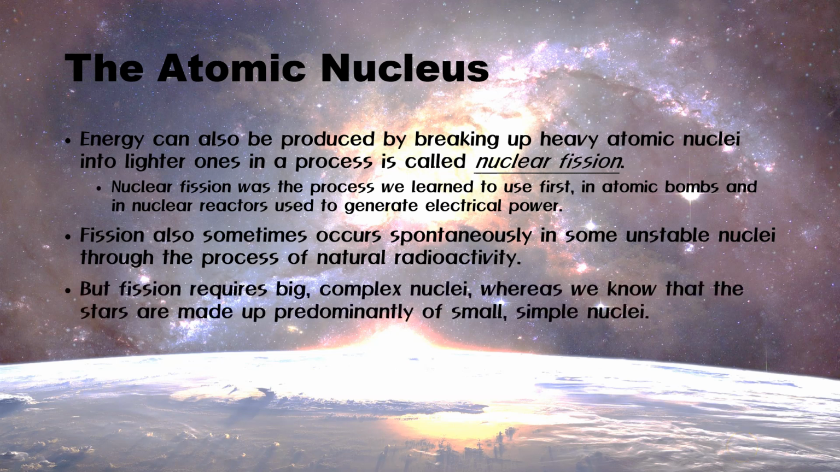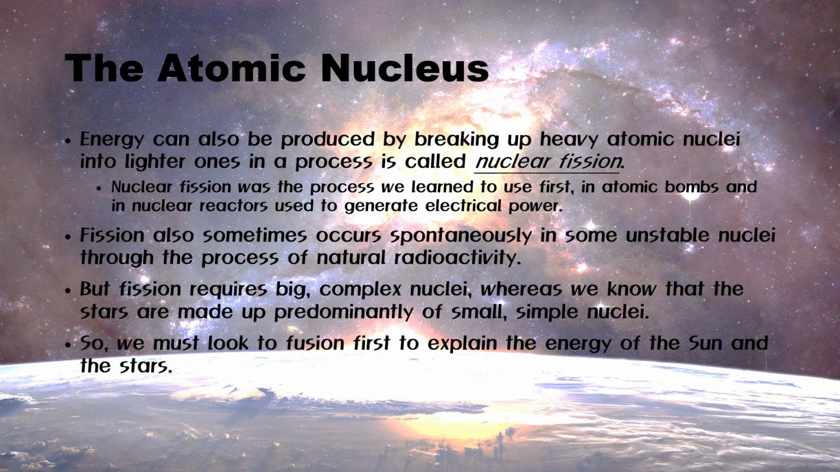But in order for fission to really occur within the natural environment, it requires big, complex nuclei, such as uranium or plutonium. These are big, heavy nuclei with a ton of particles in them. Whereas if we look at stars, we don't see these big, heavy nuclei. Instead, we see predominantly small, simple nuclei, such as hydrogen and helium. So we have to look to fusion to really explain the energy of the sun and the stars.